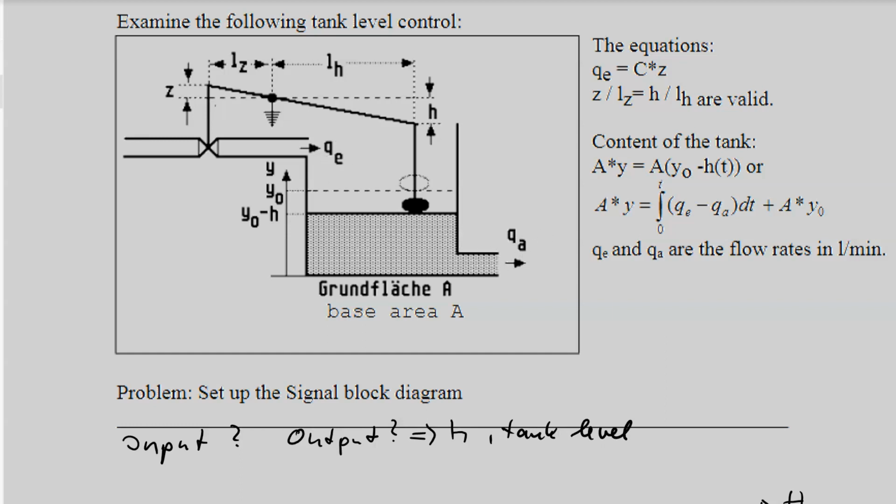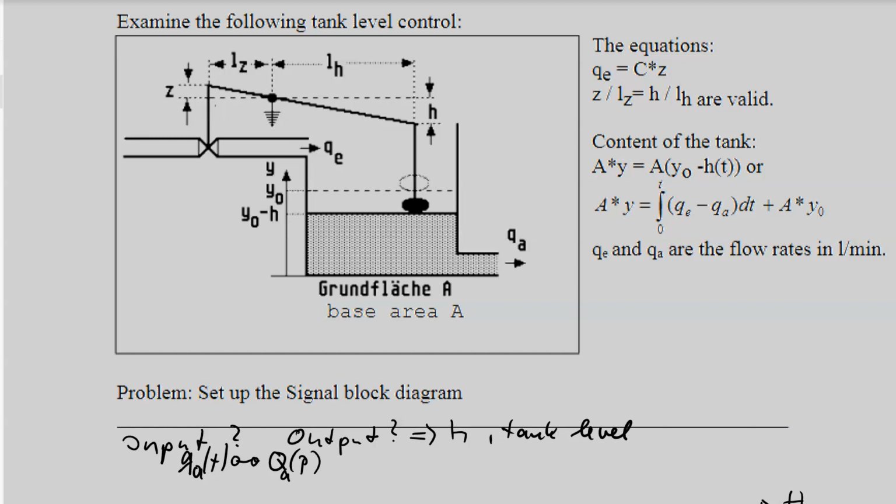Okay, and what I have told you is QA is an unknown value which we cannot influence. So we can say QA is an input, QA of t. The convention is that we want to draw frequency functions with uppercase letters in our signal block diagram. QA is the input signal which can influence my system.